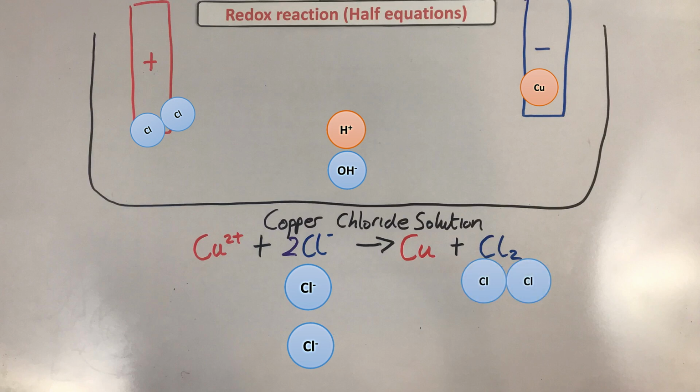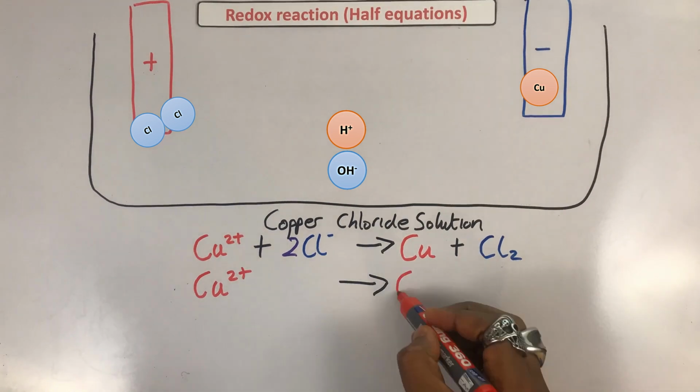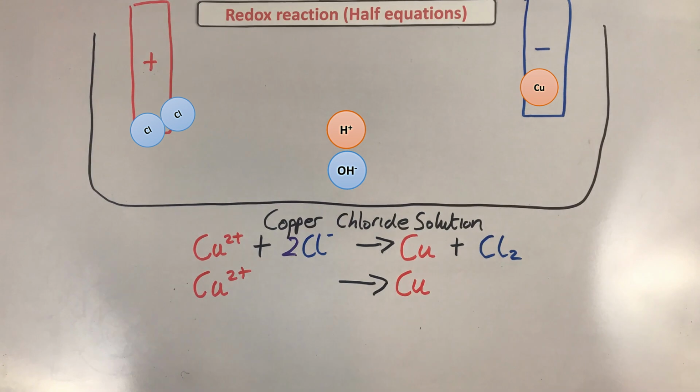Half equations are called half equations because we split the equation into half. We focus on one species at a time. So first I'll look at what happens to the copper. We have a copper 2 plus before the arrow and then just a copper atom on the right hand side of the arrow. So we go from a plus charge to a neutral charge.